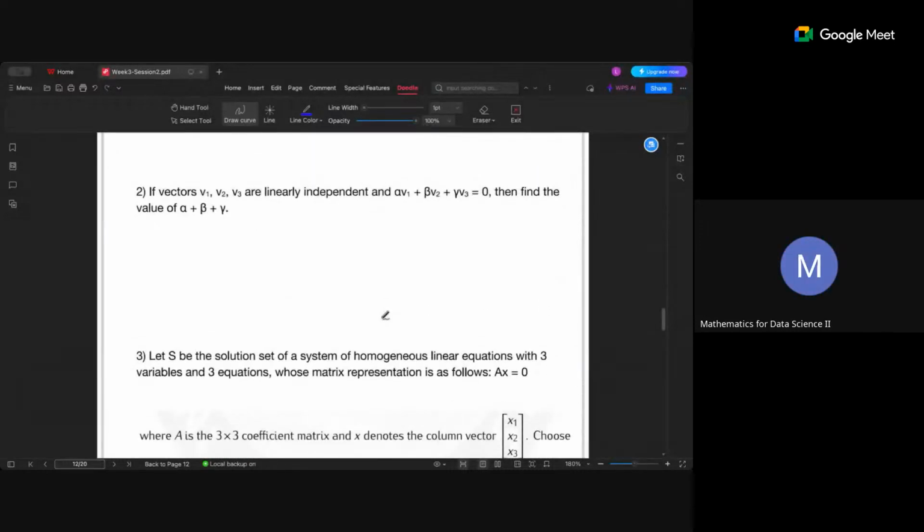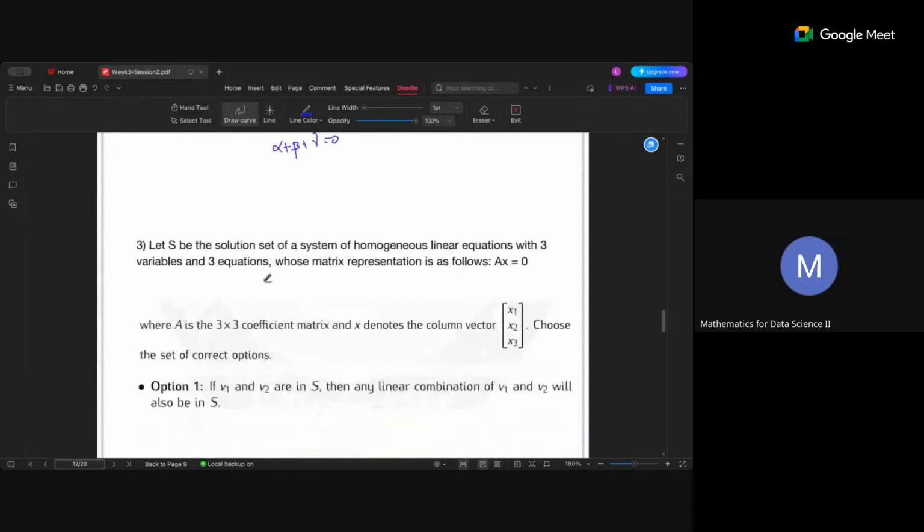Okay, look at this question. If vectors v1, v2, v3 are linearly independent, find alpha plus beta plus gamma. You should answer quickly: 0. Why? All the coefficients are 0. Since the linear independence condition is there, that implies that alpha, beta, gamma are 0. So alpha plus beta plus gamma is 0. Right? This is a straightforward question.